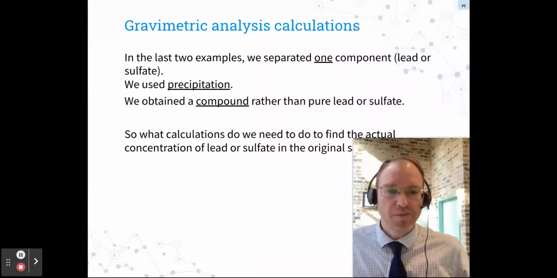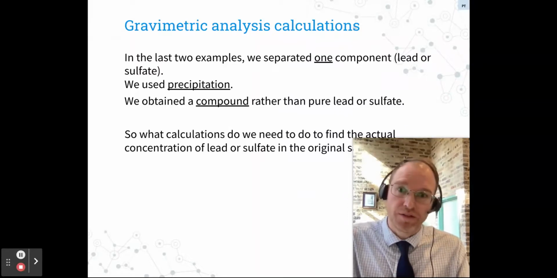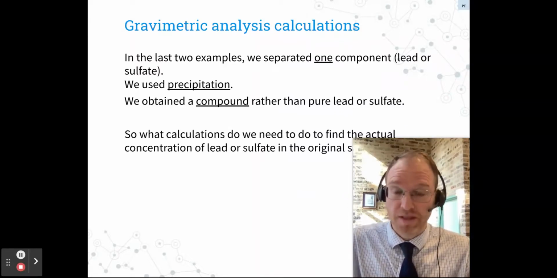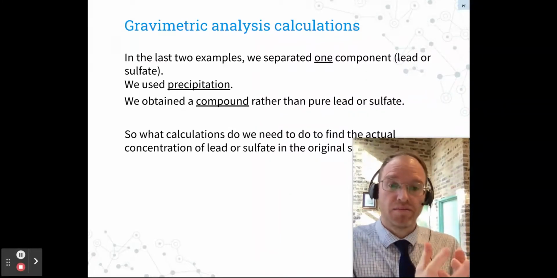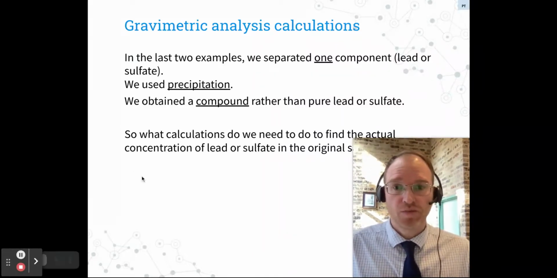So that's the basic process. We weigh our whole sample, we separate one component, often through precipitation, and then we reweigh or weigh that component that we managed to extract, and we can work out the percentage composition. So what calculations do we need to do?